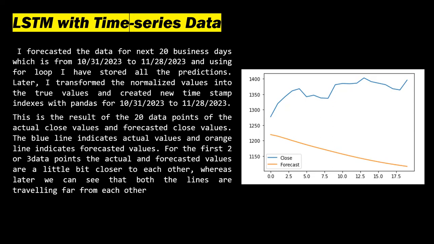For the first 2 or 3 data points, the actual and forecasted values are a little bit close to each other. Later, we can see that both lines travel far from each other. With this, we can say that there is some difference between them and our LSTM model can be better and more accurate.